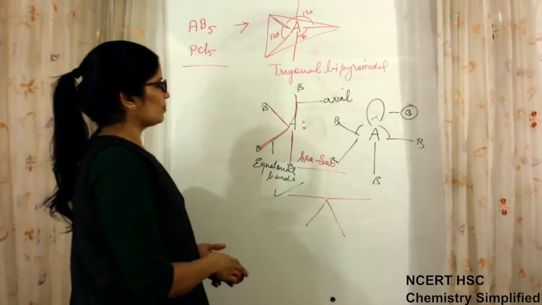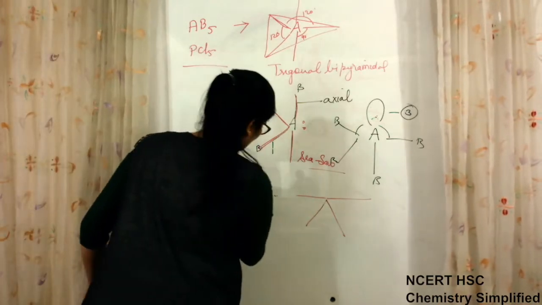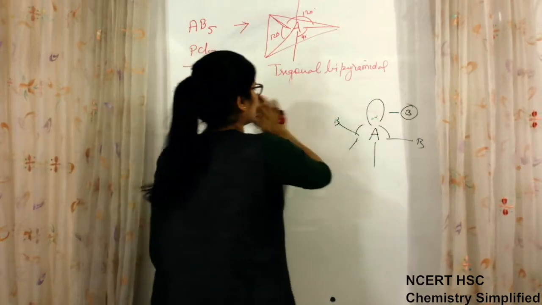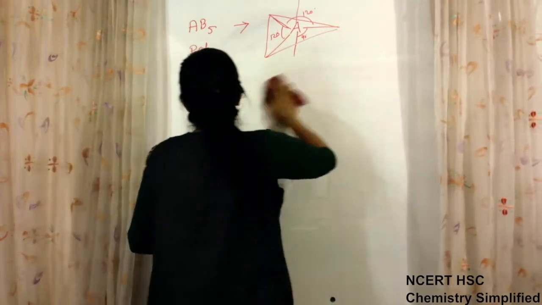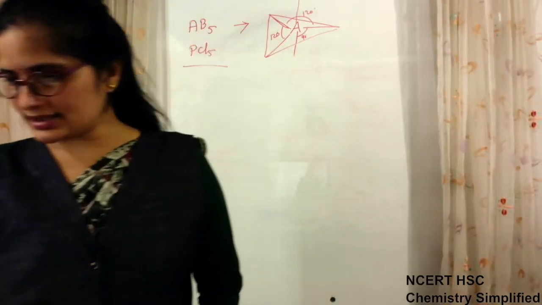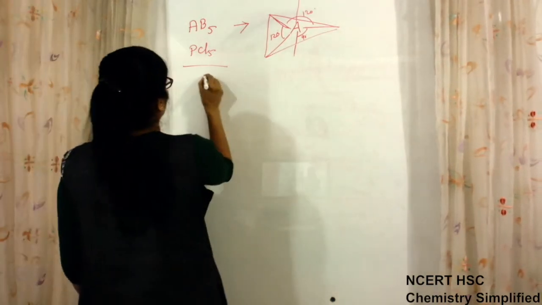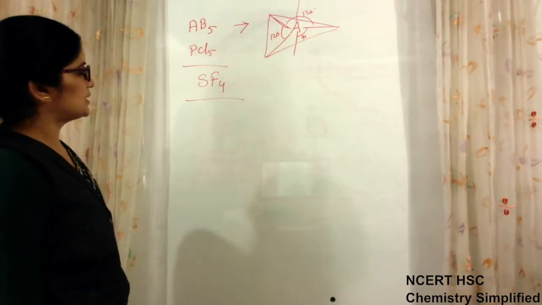Okay, how? Because it will vary from molecule to molecule, so it's not a particular value which you can write for all in common. Okay, so AB4L example, let us see for AB4L, that is SF4. SF4 is the example of this type.